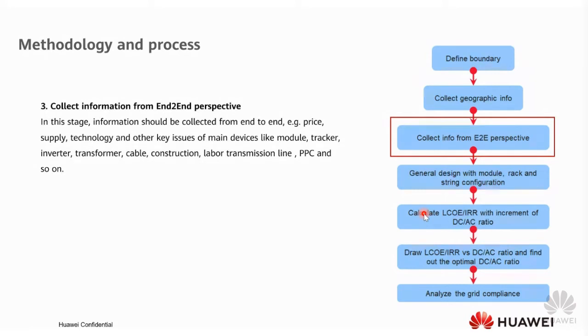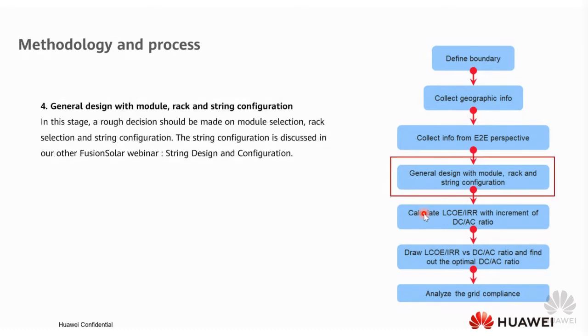And then we can collect the end-to-end information, like what the key components are: the module devices, trackers, inverter, transformer, cable, and also the labor for the transmission, and also the power plant controller. So we have to collect all this information. Then, after we know this, we can design based on the previous information. At first we can design a general string design, like rack and module orientation, for which I suggest checking one of the other FusionSolar webinars, the string design and configuration. After you have gone through all the points in that webinar, you have probably already done this point.